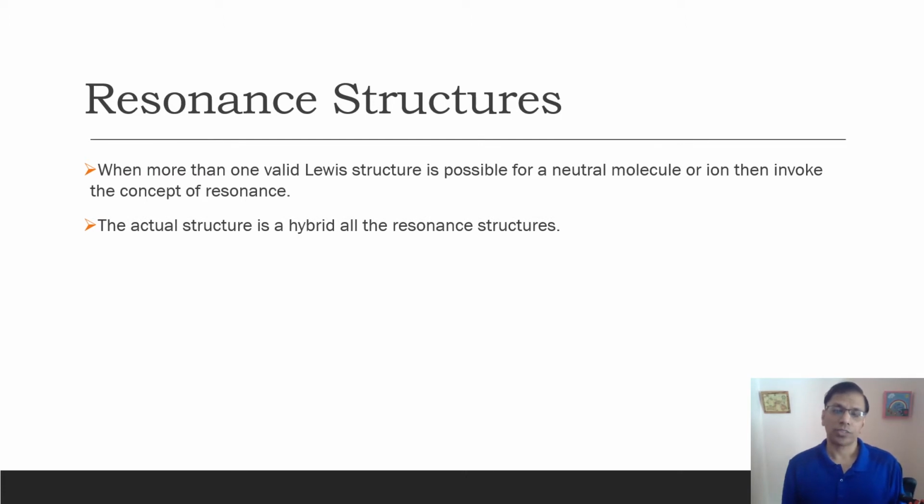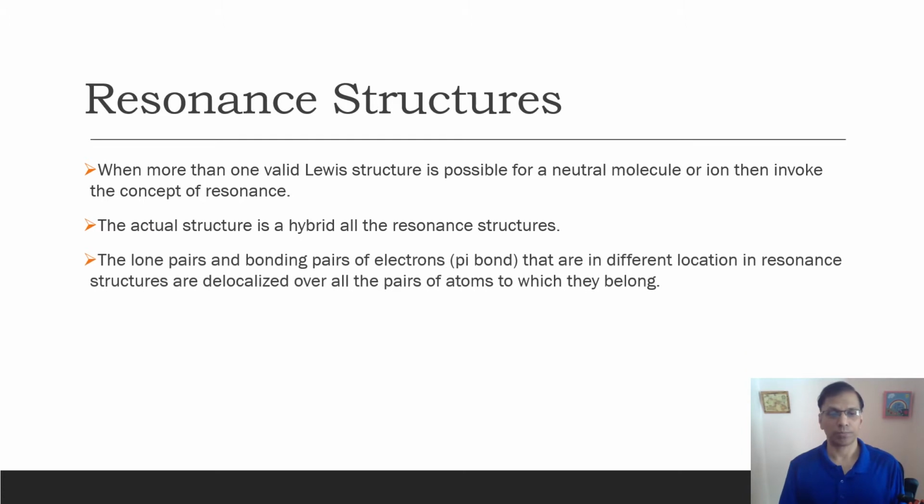So the actual structure of the molecule or the ion is then considered to be a hybrid of all the resonance structures. In certain cases, certain structures will be a major contributor towards the resonance hybrid, but in other cases, all resonance structures may be contributing equally.